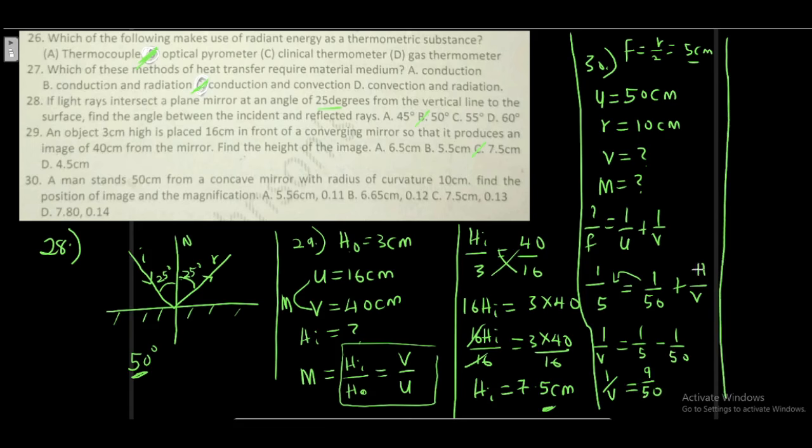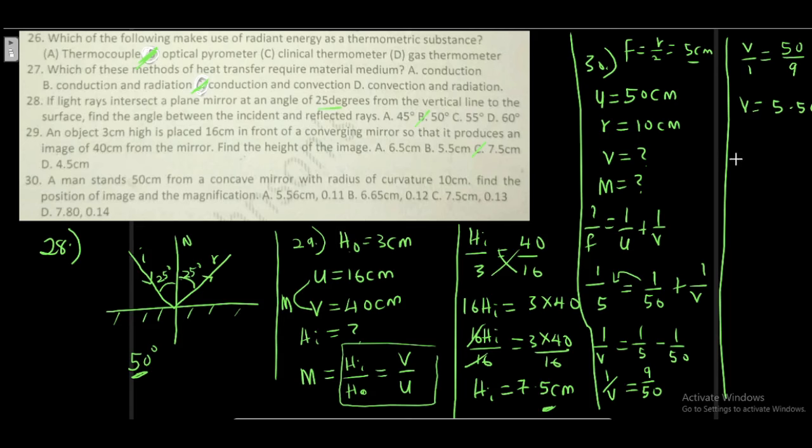So to get v, we take the inverse of both sides. We have v over 1 equals 50 over 9. If we simplify, 50 over 9 equals 5.56. Everything is in cm, so we have cm here. So that's the image distance.